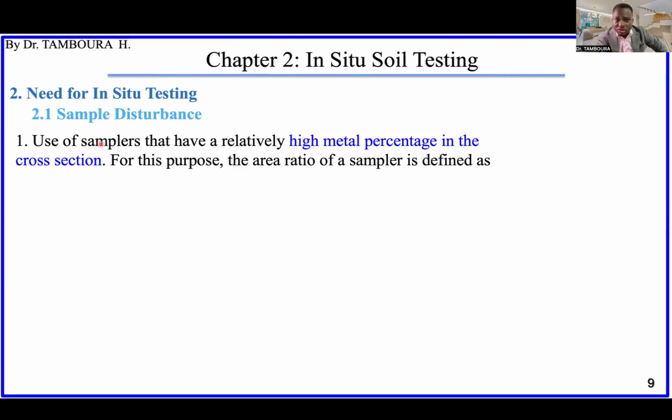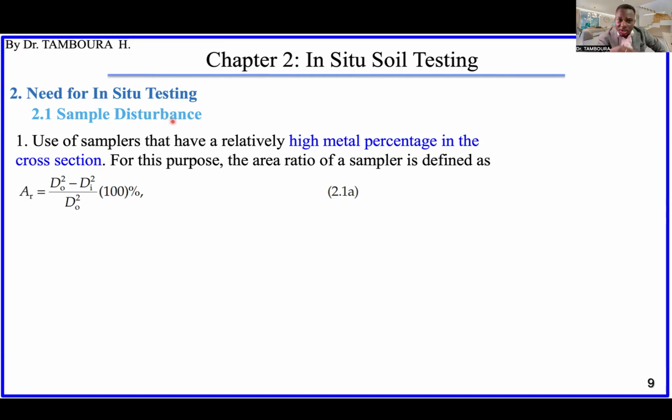Number one is the use of samplers, the equipment you are using. If this equipment has a high metal percentage in the cross section, this means that the ratio of the outer diameter and the inner diameter is too large. It means the thickness of the sampler is very large, for example. Okay, I'm not sure if you understand what I mean. It depends on the outer diameter and the inner diameter of the equipment you are using for sampling. If the sampler has a high metal percentage in cross section, then it will cause sample disturbance.